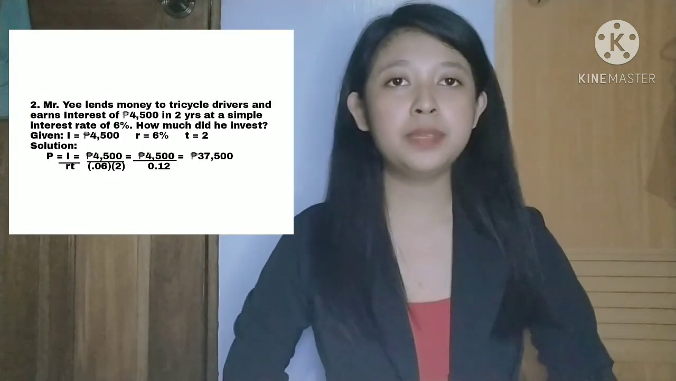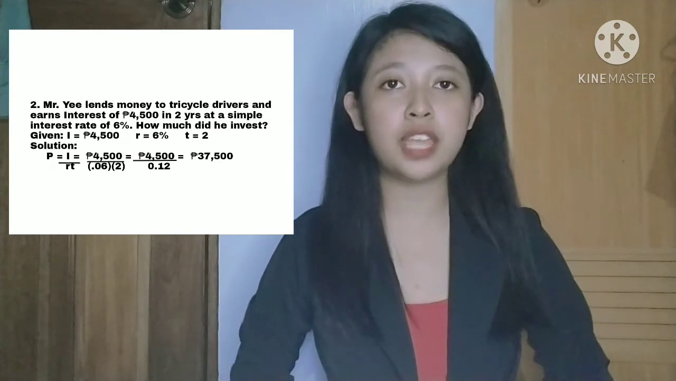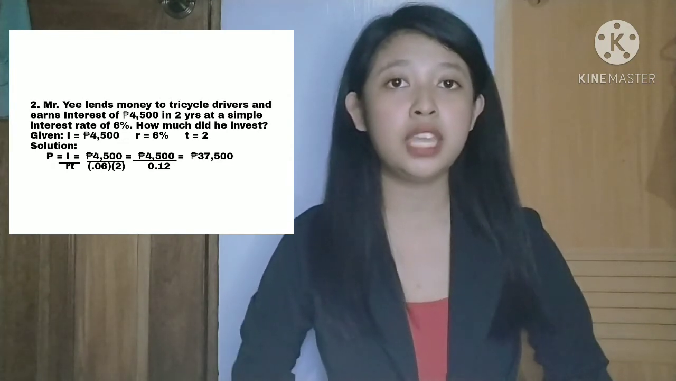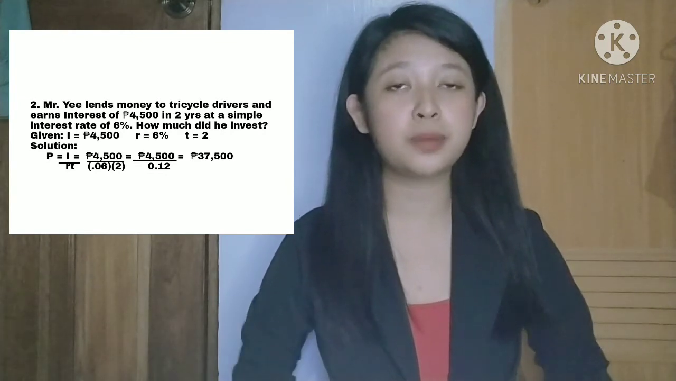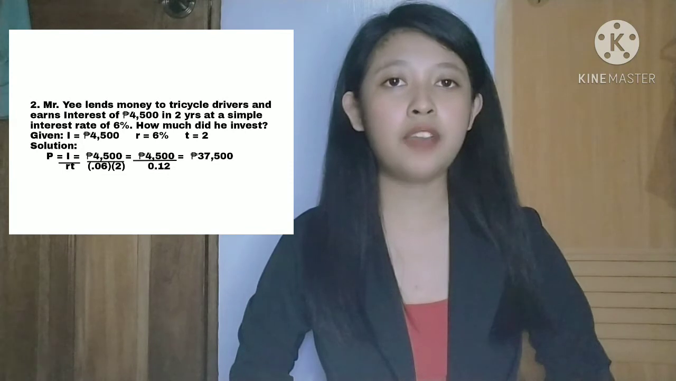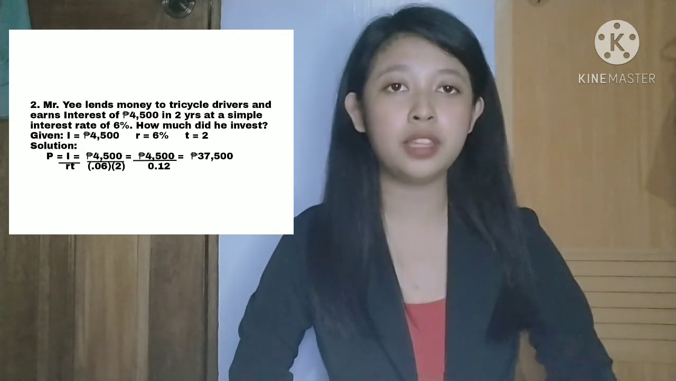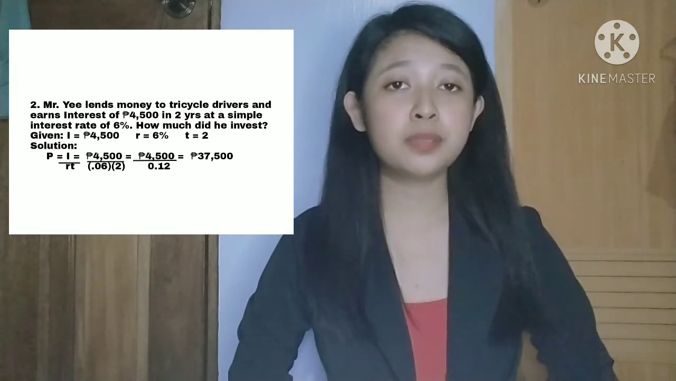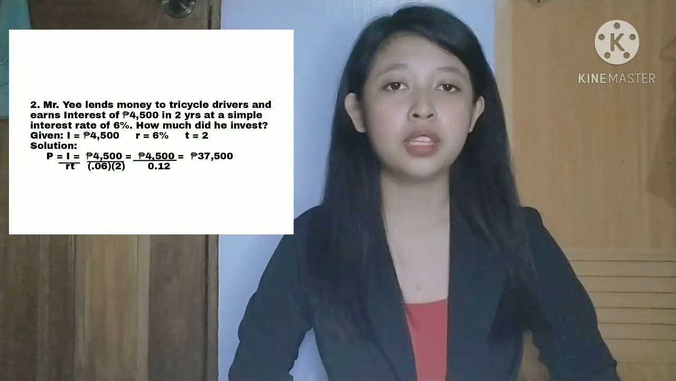Example number 2. Mr. Yi lends money to tricycle drivers and earns interest of 4,500 pesos in 2 years at a simple interest rate of 6%. How much did he invest? Our given is I = 4,500 pesos, R = 6%, and T = 2. Our solution will be P = I divided by RT = 4,500 pesos divided by 0.06 times 2 = 4,500 pesos divided by 0.12 = 37,500 pesos. It means he invested 37,500 pesos.